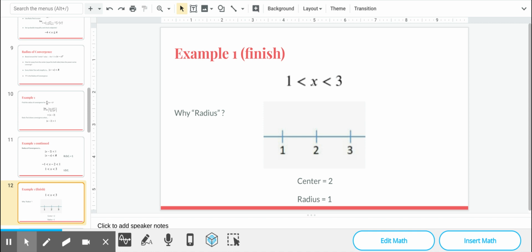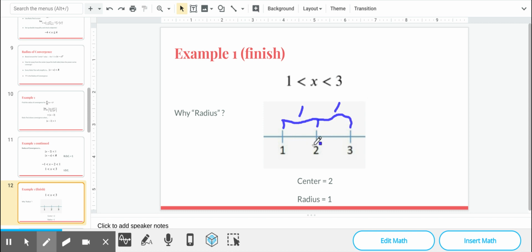So if I'm centering at 2, x is equal to 2. And if it converges for x greater than 1 and x less than 3, then it's really one value away from the 2 on both the left and the right, right? So this distance is 1 unit. And this distance is also 1 unit.